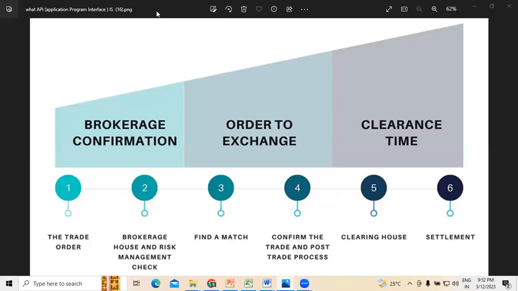So this is what the whole understanding about the trade life cycle in reference to the capital markets is all about.